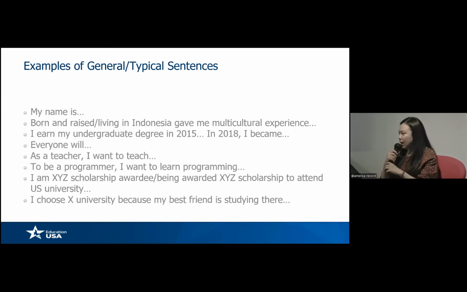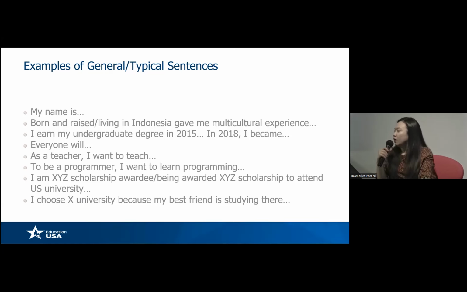Okay. "I earned my undergraduate degree in 2015, blah, blah, blah. And then in 2018, I became this and that." It's essentially reciting your CV or resume, which you will also submit. So I don't think you will need that. And honestly, it's a bit boring to read because it sounds like an autobiography. Even an autobiography probably won't put that many year numbers in. And then generalizations, like "everyone is this, everyone is that, everyone wants a good life." Like, yeah, of course. So it's too general.